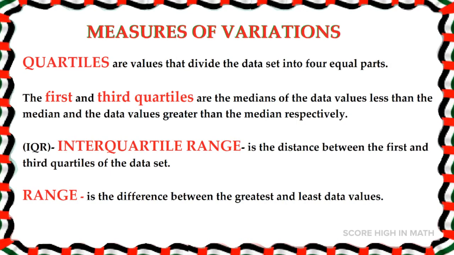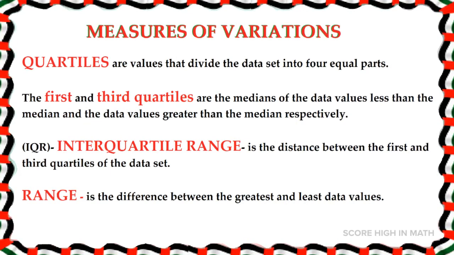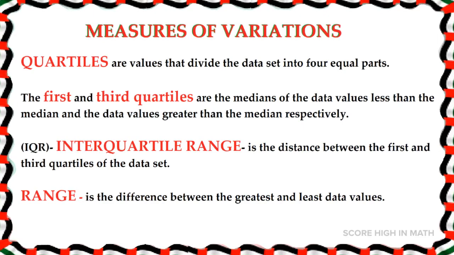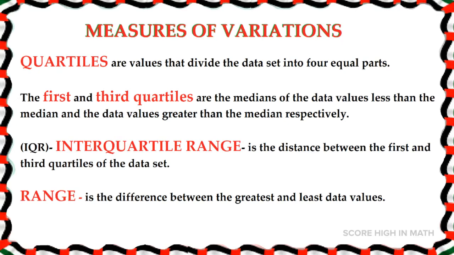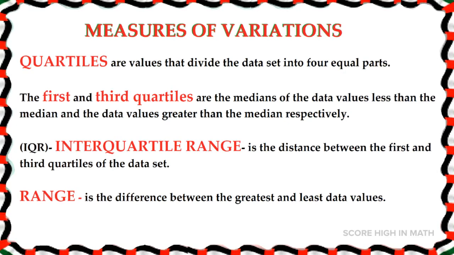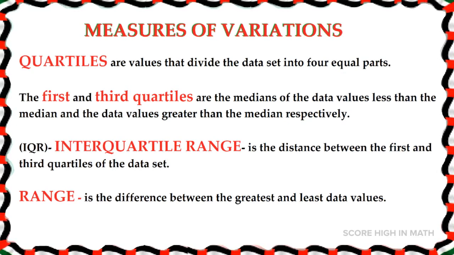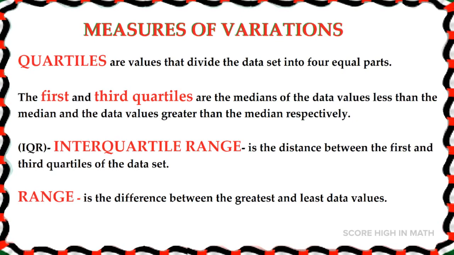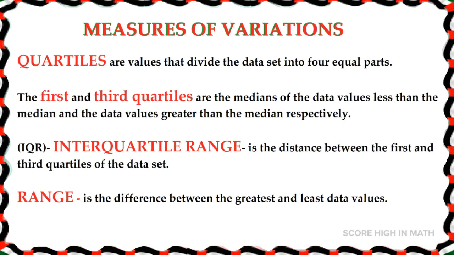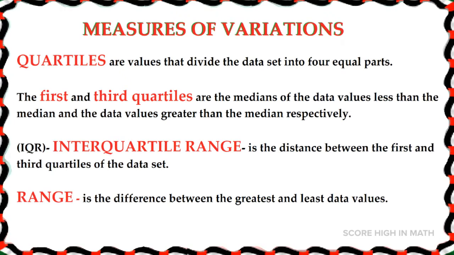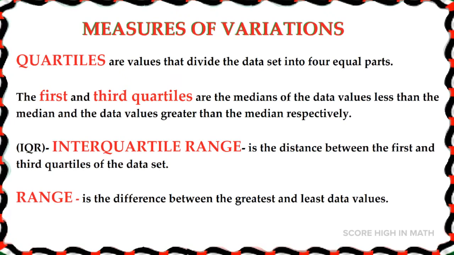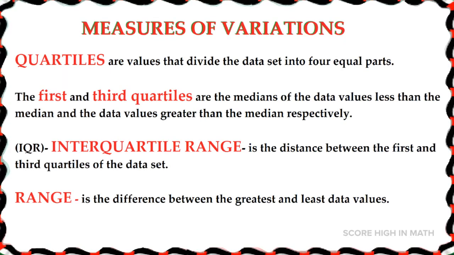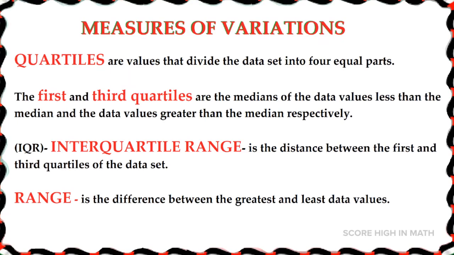I want you to remember the quartiles, the first and third quartiles, interquartile range, and the range. The quartiles are the values that divide the data set into 4 equal parts. The first and third quartile are the median of the data values less than the median and the data values greater than the median respectively. The interquartile range is the distance between the first and third quartile, while the range is the difference between the greatest and the least data values.